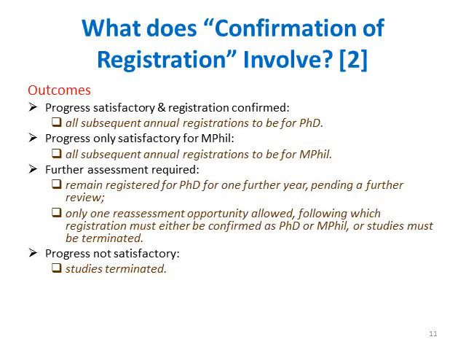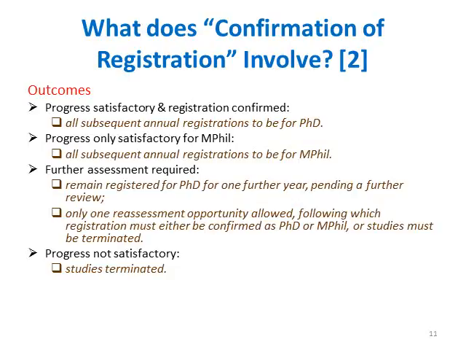So, what are the possible outcomes of this? There are basically 4 outcomes. First of all, progress satisfactory and registration is confirmed. Hopefully that is the outcome most students will get, and at this point all subsequent annual registrations would be for a PhD, and most students get that outcome.